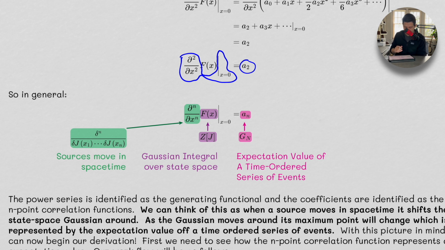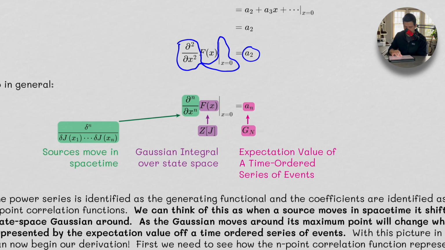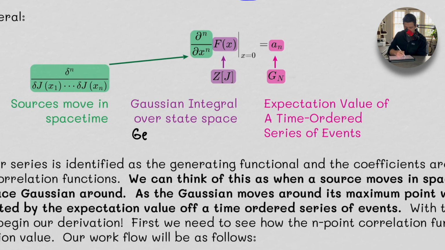The leap is, we're going to call our Gaussian integral in state space the generating functional. These guys here are going to be sources that move in space and time, so we can take derivatives of this with respect to source functions. And this here is going to be called our expectation value of a time-ordered series of events. These are the endpoint correlation functions, right? So let's just write those down. This is our generating functional.